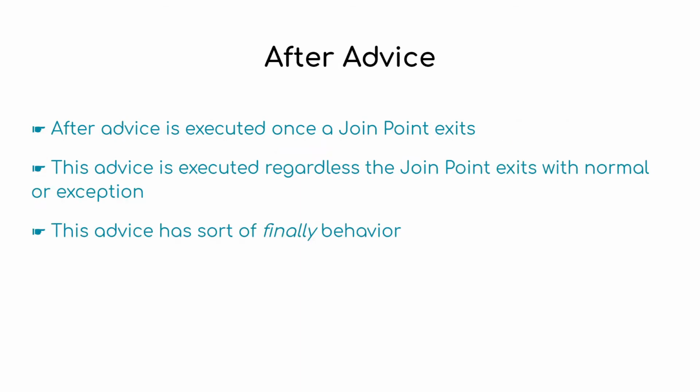In this lecture, we are going to talk about after advice. After advice is executed once a join point exits. This advice is executed regardless of whether the join point exits with normal or exception. This advice has sort of finally behavior. We can actually do connection closing and all sort of stuff.